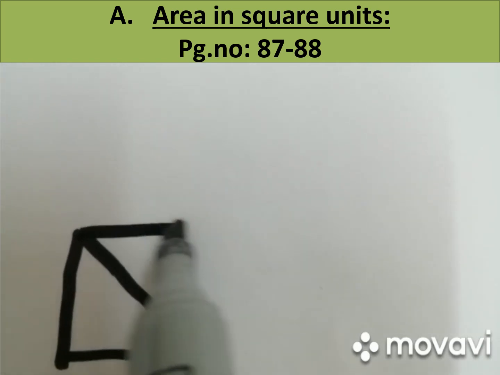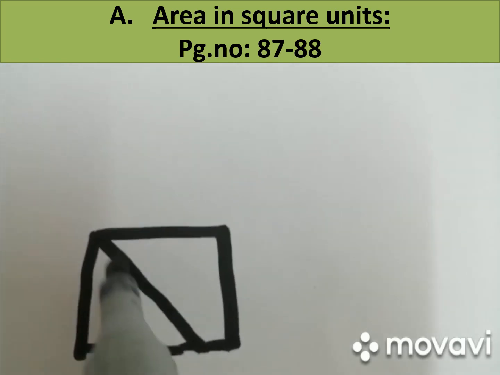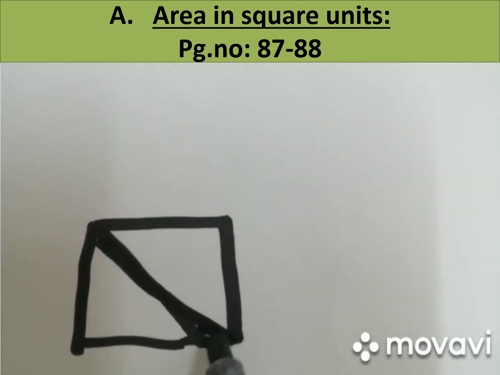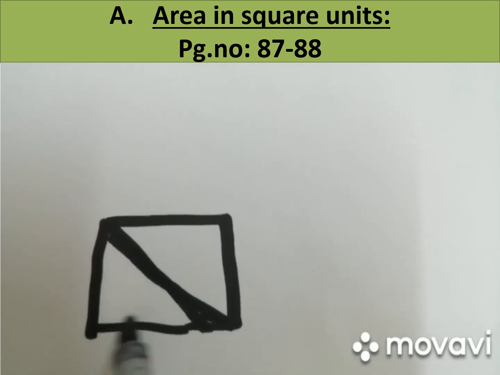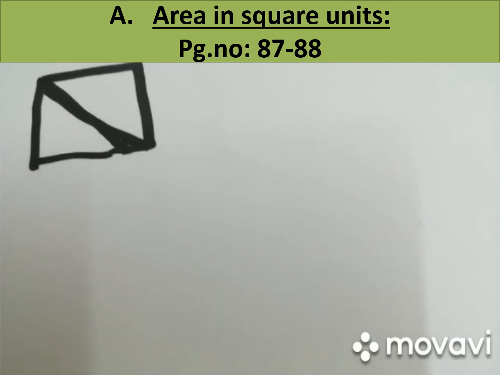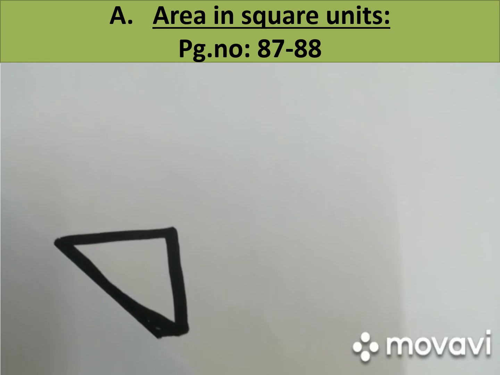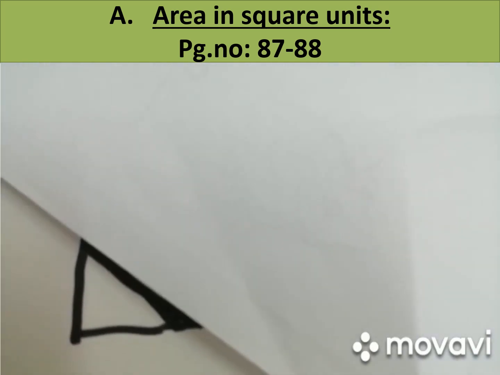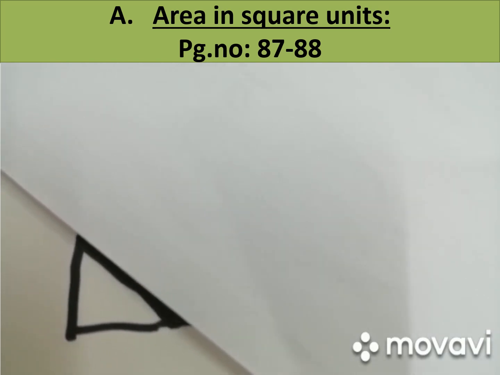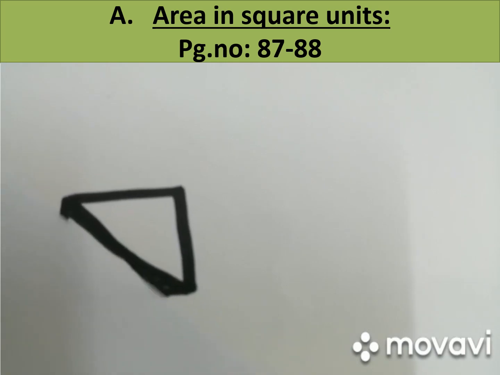Now see, this is a triangle. From this side it's one triangle and from this side it is one triangle. I can show you like this also. If you see like this, it's a triangle, and if you see like this, it's a triangle, and like this it is a square. And in one square there are how many triangles?